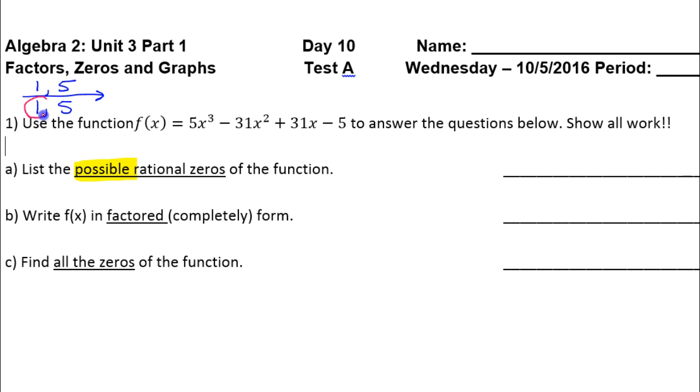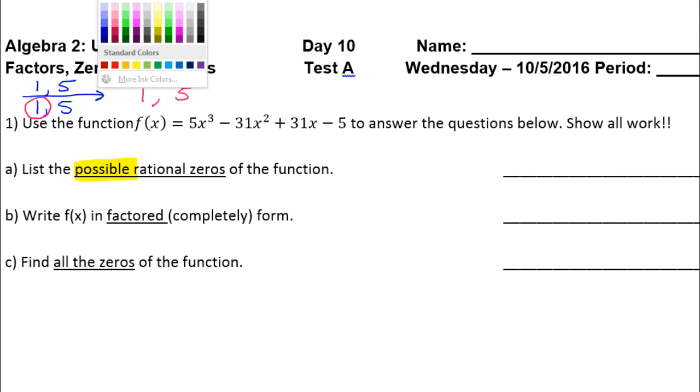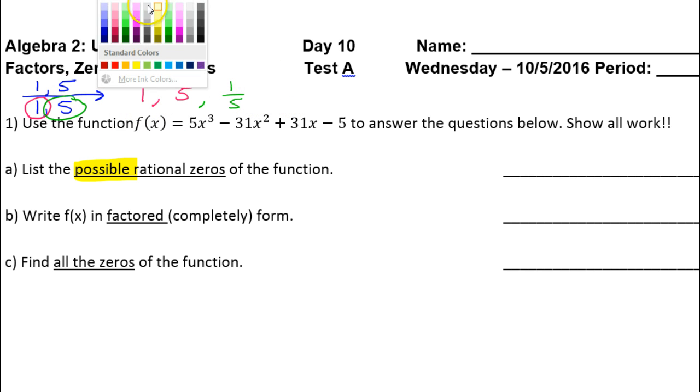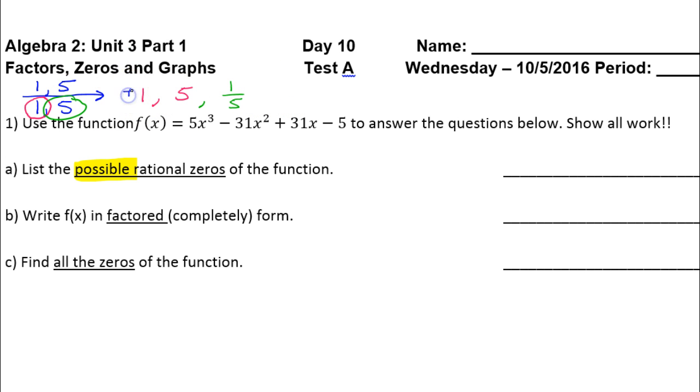I encourage you to take one denominator at a time. If I do a denominator of 1, I've got 1 over 1 and 5 over 1. So 1 over 1 is 1, 5 over 1 is 5. Then I will look at having a denominator of 5. That's 1 over 5 and 5 over 5. 1 over 5, of course, is 1/5. 5 over 5 would be 1, but we already have that, so do not write it again. And then all of these can be positive or negative. So that is the list of possible zeros.